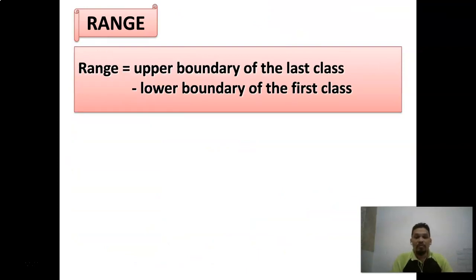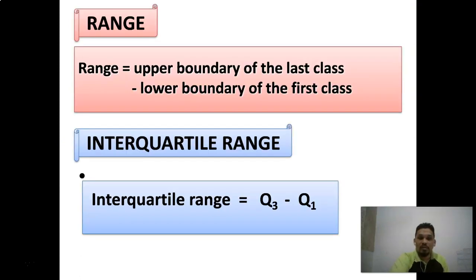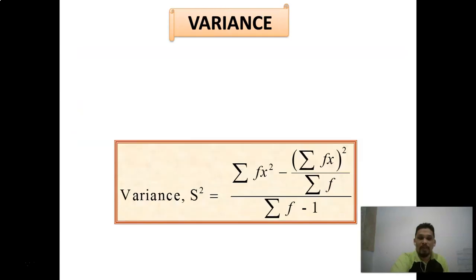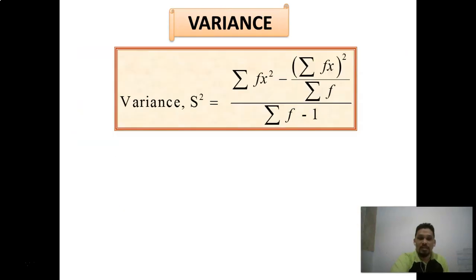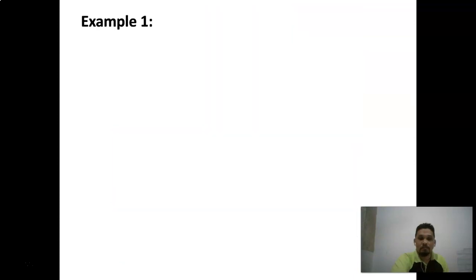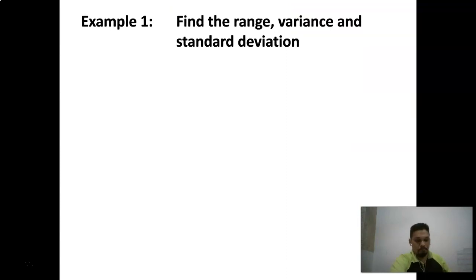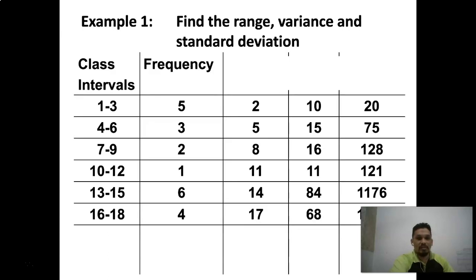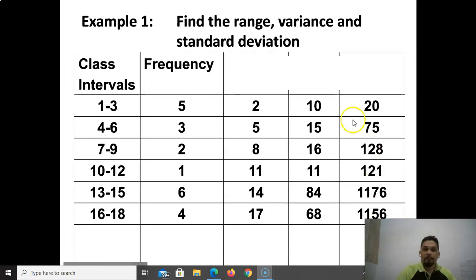Range is the upper boundary of the last final class minus the lower boundary of the first class. Interquartile range is the third quartile minus the first quartile, and then variance as you see on screen here, and standard deviation. So example 1: find the range, variance, and standard deviation of this data.